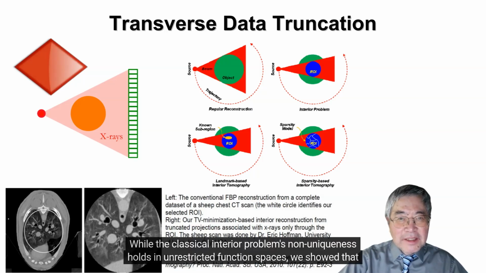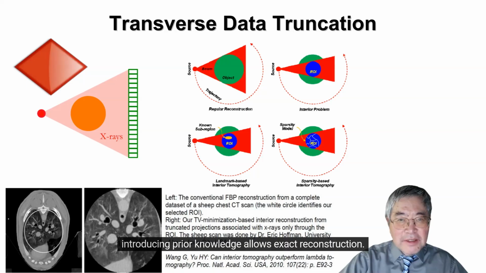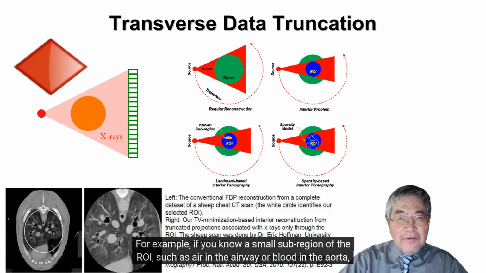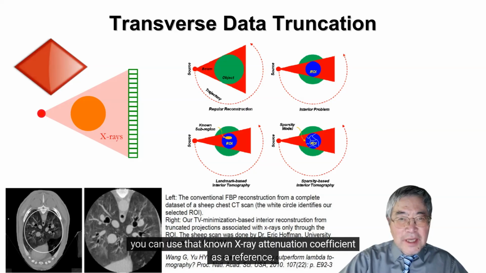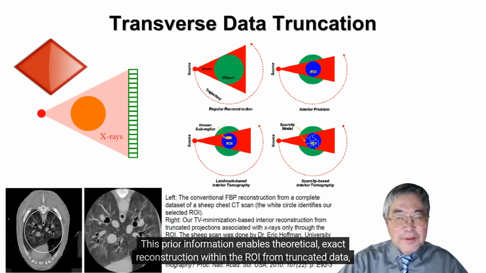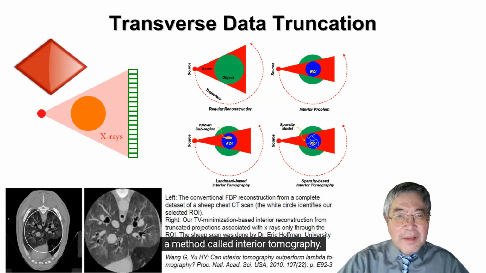While the classical interior problem's non-uniqueness holds in unrestricted function spaces, we showed that introducing prior knowledge allows exact reconstruction. For example, if you know a small subregion of the ROI, such as air in the airway or blood in the aorta, you can use that known X-ray attenuation coefficient as a reference. This prior information enables theoretical exact reconstruction within the ROI from truncated data, a method called interior tomography.